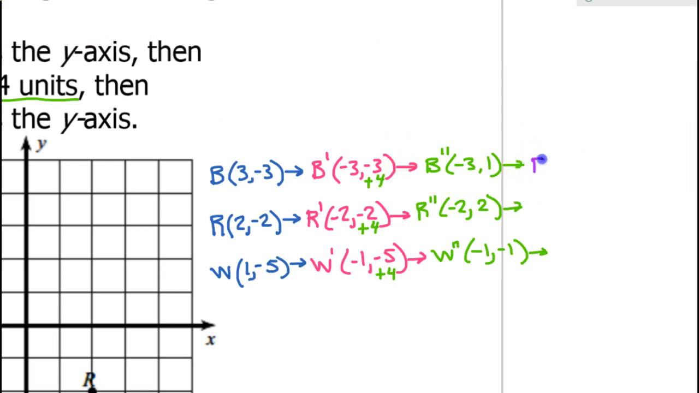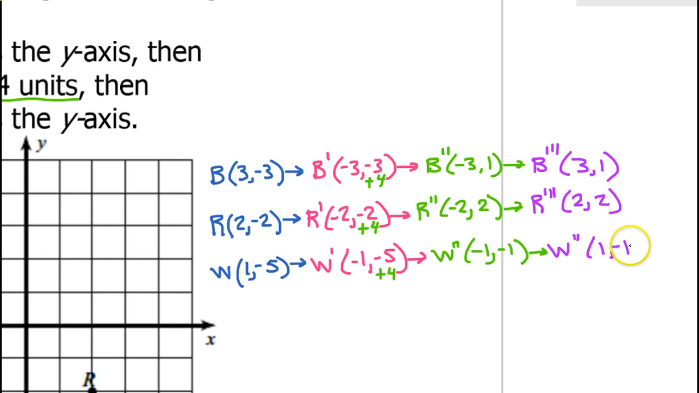Okay, so this is going to be B triple prime. So again, when you reflect over the y-axis, the y value stays the same. The x value changes. So this is going to be +3 comma 1. And R triple prime, the y value stays the same. So this will be +2 comma 2. And then W triple prime, the y value stays the same. So this will be +1 comma -1. And this is the final answer.